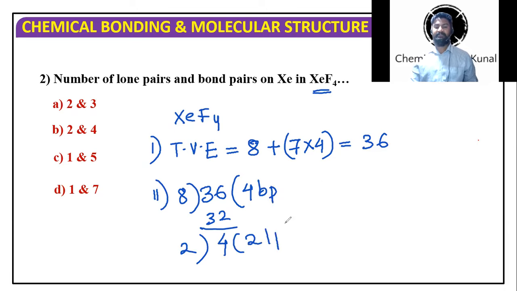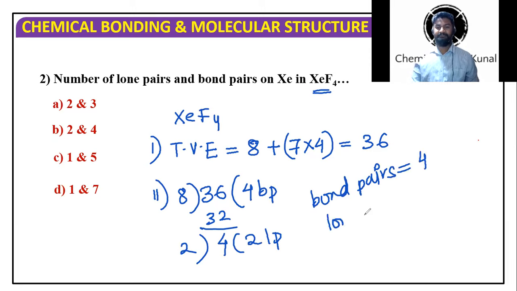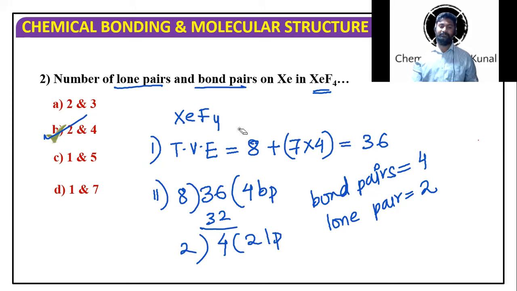So how many bond pairs are there? 4. And lone pairs? 2. They're asking lone pair and bond pair, so the answer is option B. Excellent, that is the right answer. Yes, of course, the answer is B. And this is how we approach it. So please write it down.